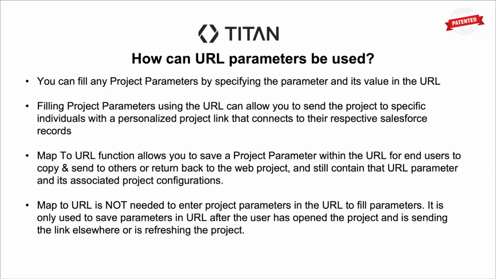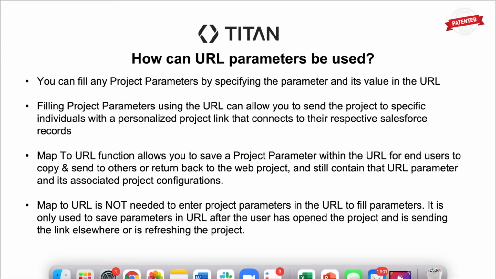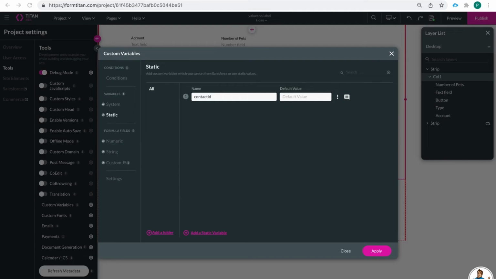So it's a very specific use case, but I just wanted to clarify that map to URL is not for whenever you are creating a template or a personalized link for somebody to access the form. Let me just show you that specifically real quick. So in our project parameters, under the 3 dots, you can see map to URL, but you do not normally need to click this at all.